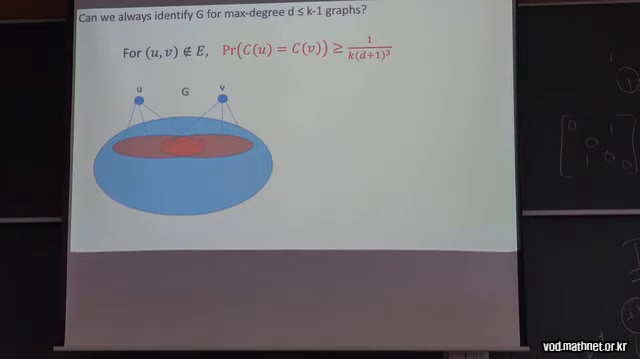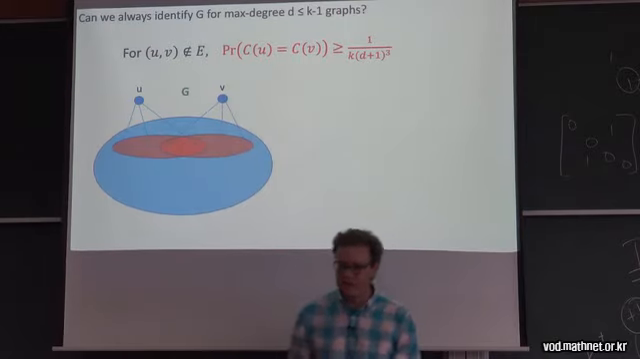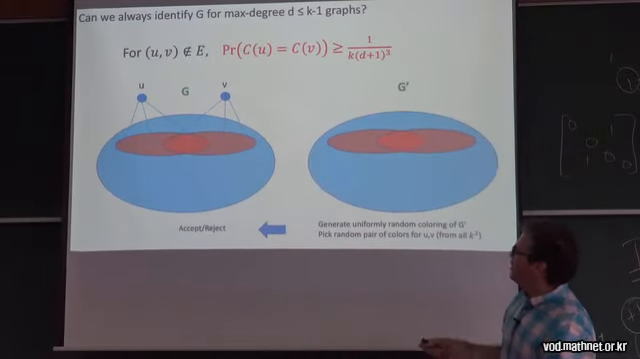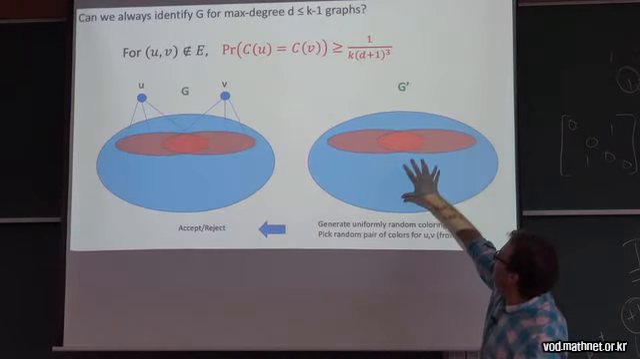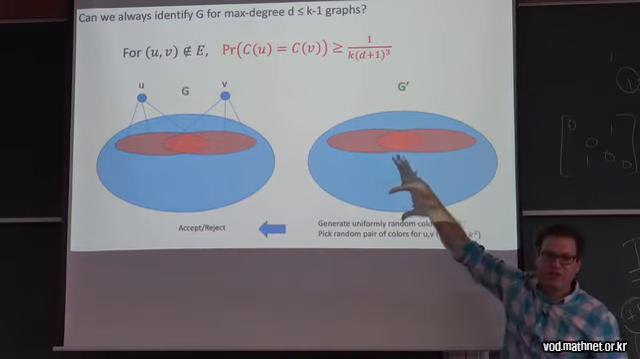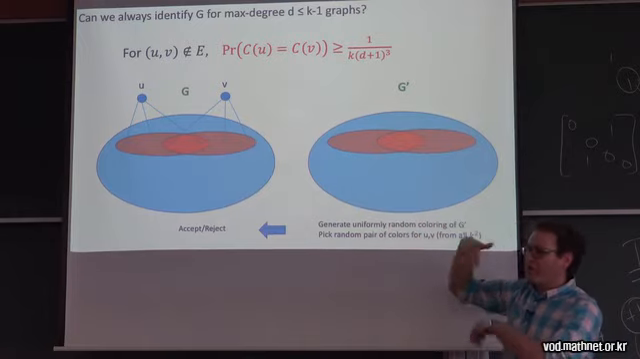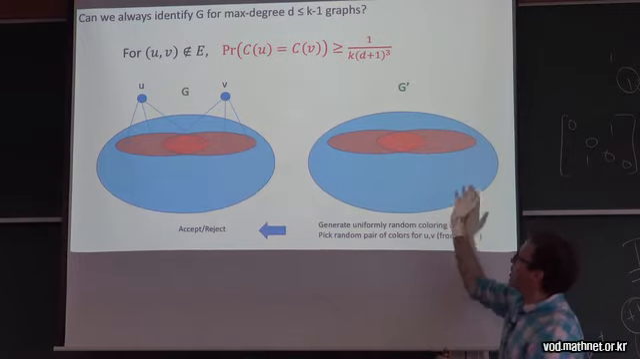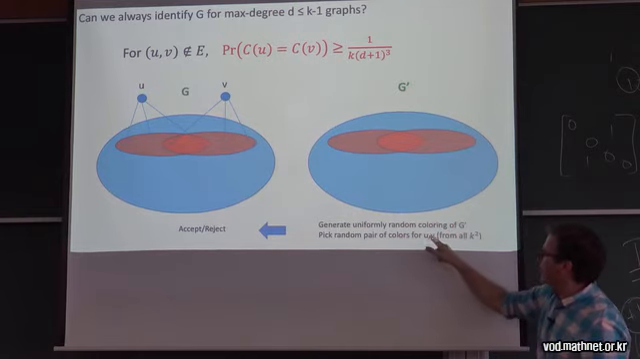How do we do it? Take a pair, uv, which are not adjacent. Here's the graph. This is the neighborhood of u, neighborhood of v. They might overlap, it doesn't matter. We're going to generate a random coloring here by rejection sampling. Take this new graph, rip out u and rip out v, and that's the new graph G prime. I'm going to generate a random coloring here, uniform from all proper colorings. And then I'm going to choose a random pair of colors for u and v.